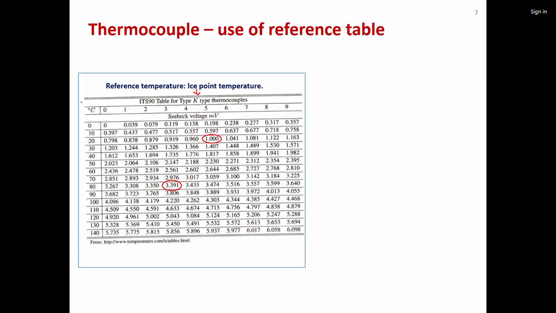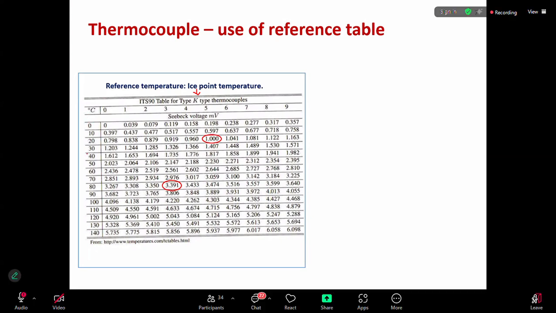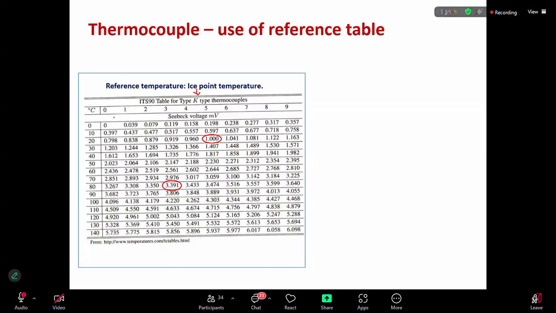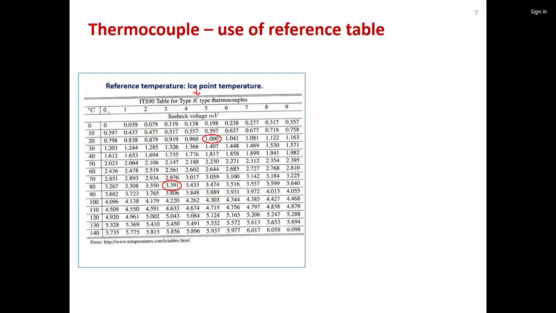Different rows would indicate temperatures in degrees centigrade. So 0, 10, 20, 30, 40, and so on, degrees centigrade. And then you have different columns here. Then the entries in each one of these rows and columns indicate the output. So these numbers here indicate the second digit of the temperature.